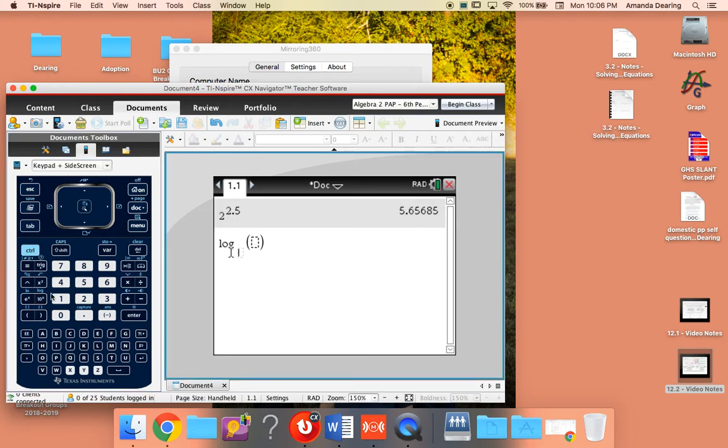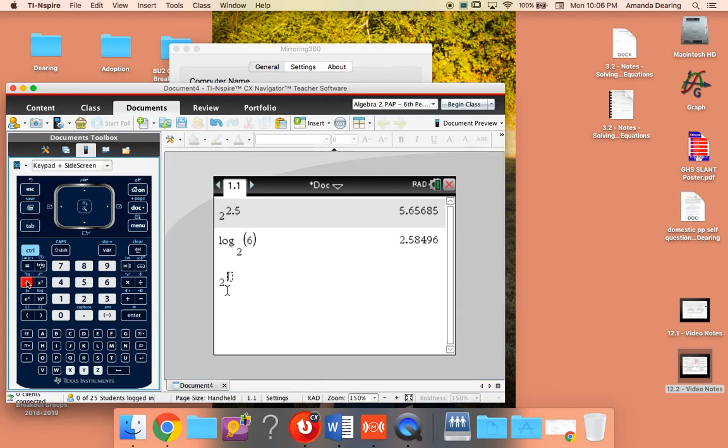So here, if you do control 10 to the x and you see the log, then you can type in your base. Our base was 2 in that initial problem. Our answer was 6. So what is the exponent? What is the logarithm when the base is 2 but the answer is 6? Apparently it's 2.58496. So what I'm telling you is 2 to the 2.58496 equals straight up 6.